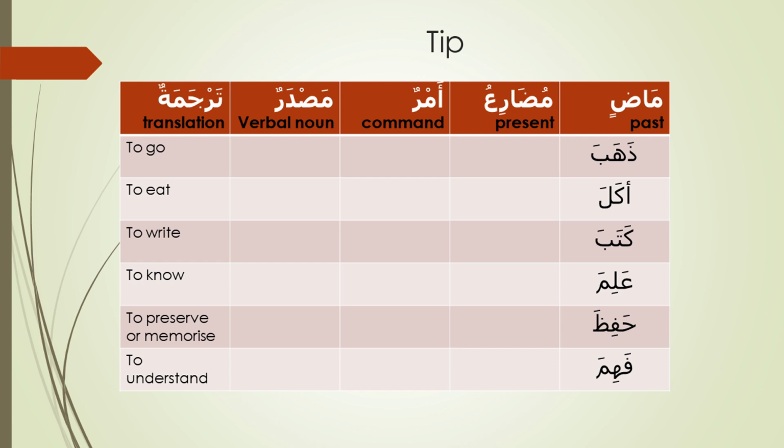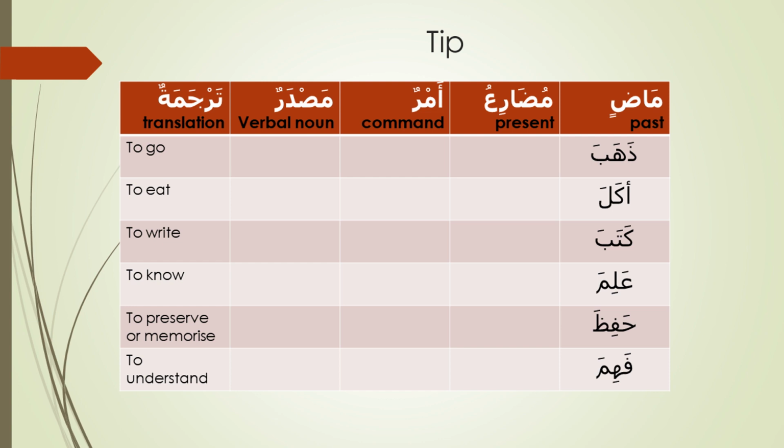Now, for the 3-letter verbs, you might need a dictionary to do the present tense. But from 4, 5, and 6, you don't need a dictionary. You can work out what present tense goes with which past tense verb. Is that understood? Okay? So if you want to write your verbs or memorize verbs, you should do it like this. ذهب, أكل, كتب, علم, حفظ, فهم. And you'll know what scale each verb goes on.